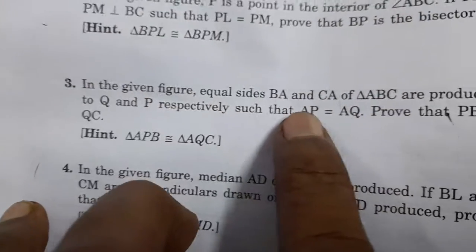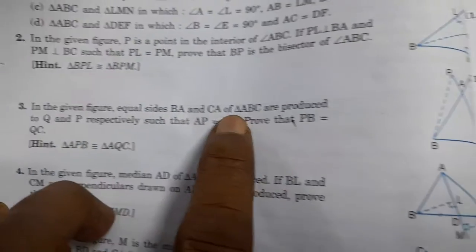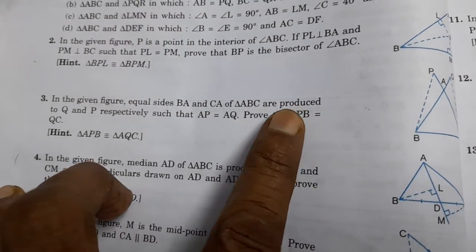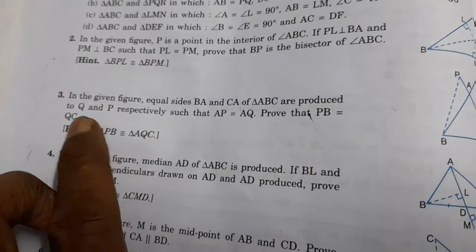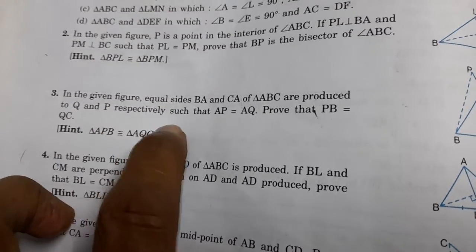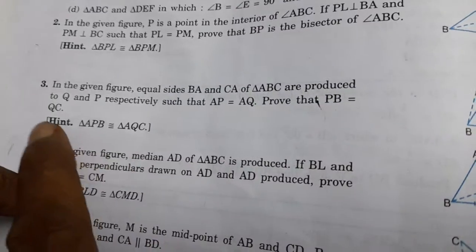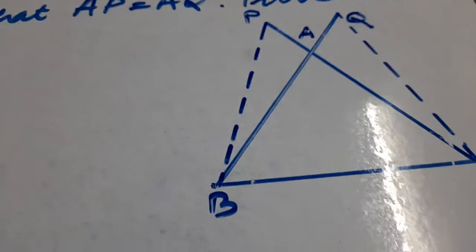In the given figure, equal sides BA and CA of triangle ABC are produced to Q and P respectively, such that AP is equal to AQ. Prove that PB is equal to QC. Here, this is the question and the figure.